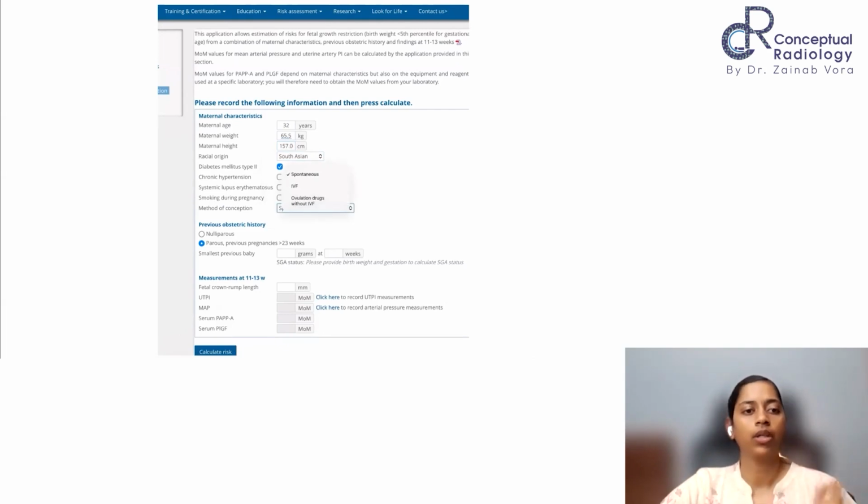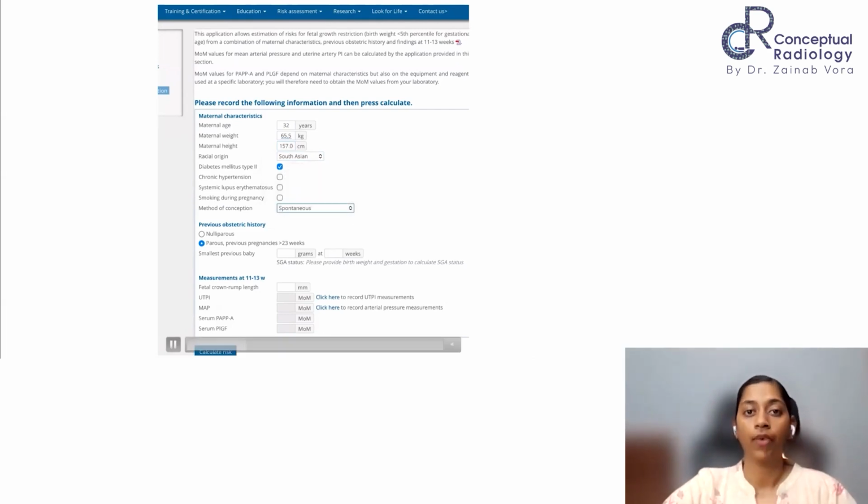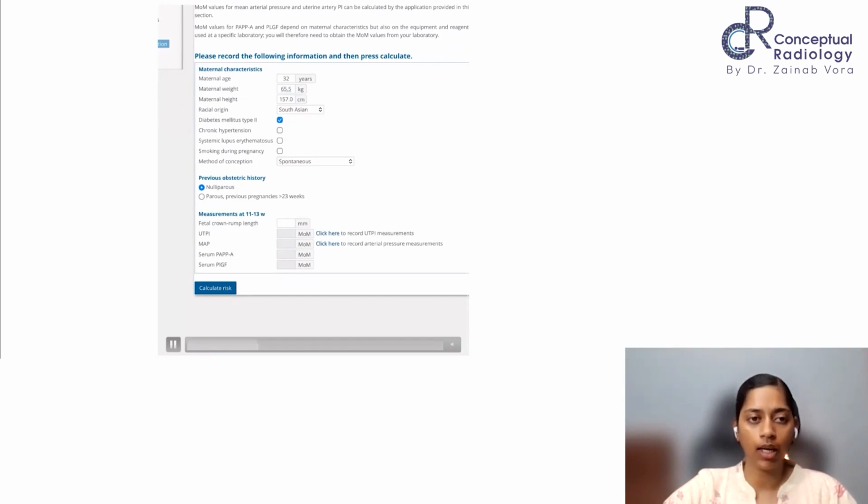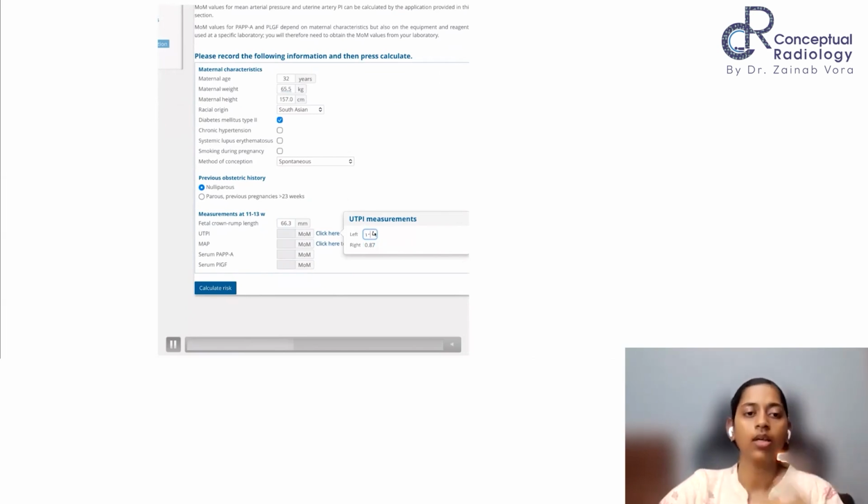So start filling with the patient's age, weight, height, the racial origin, any pre-existing conditions the female has, like diabetes, hypertension, SLE, if there's a history of smoking, and what was the method of conception: IVF, spontaneous, or did she use any ovulation drugs?